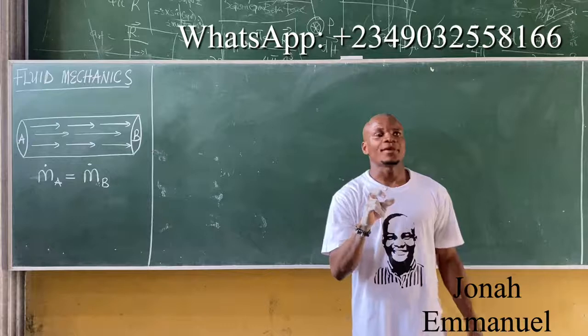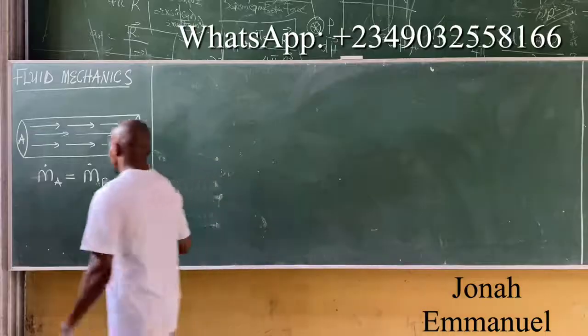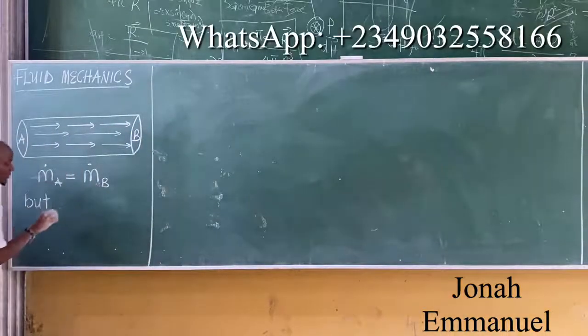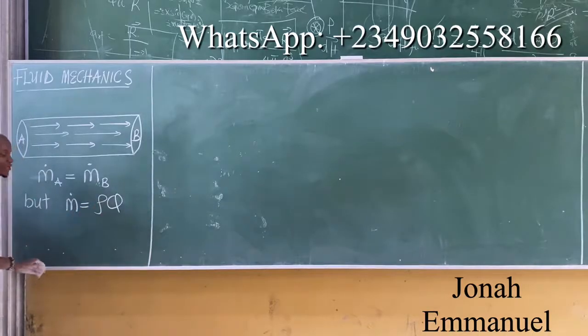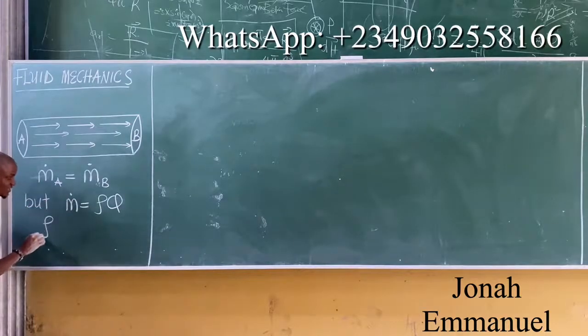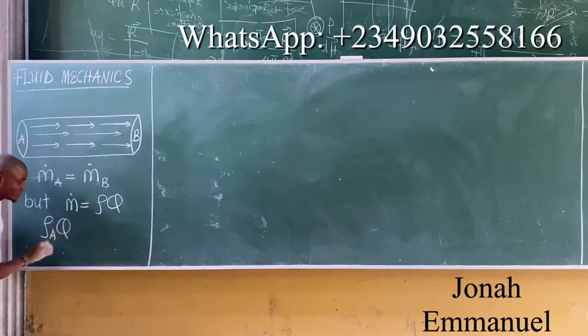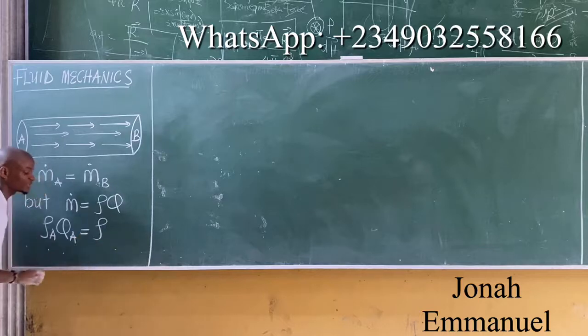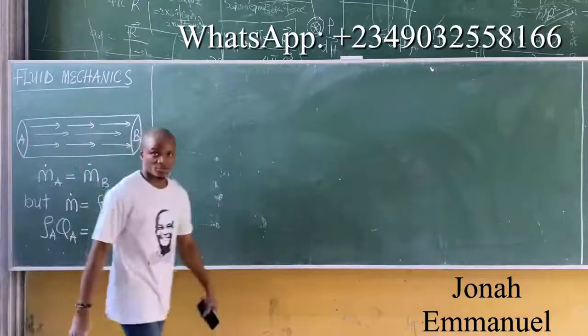We looked at a relationship between mass flow rate and discharge. Mass flow rate is equal to density times discharge. If I replace this here, it means that the density at point A times the discharge at point A is equal to the density at point B times the discharge at point B.